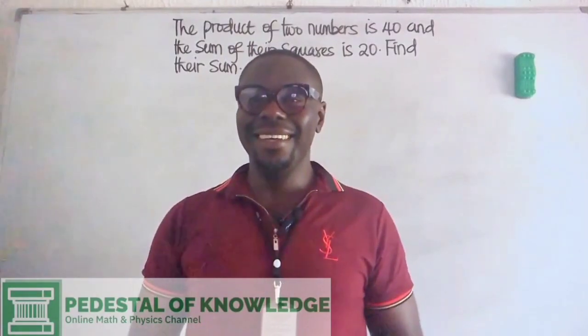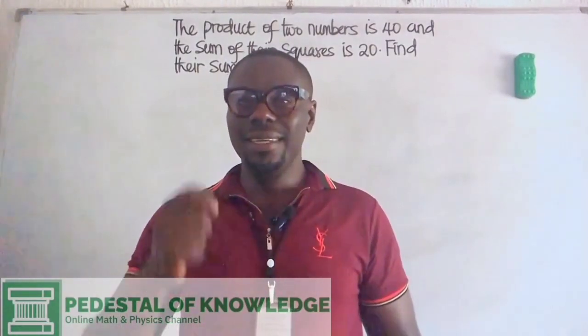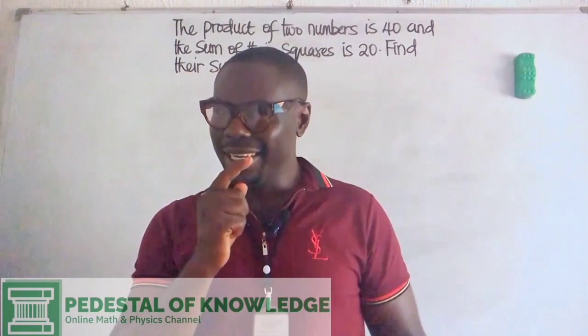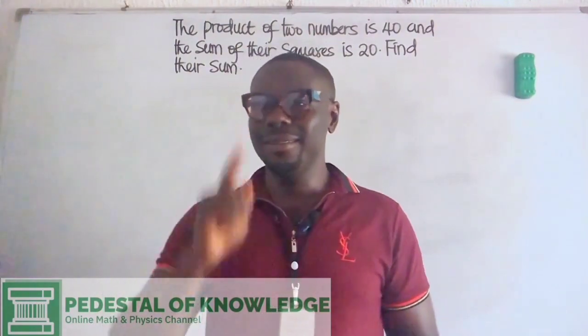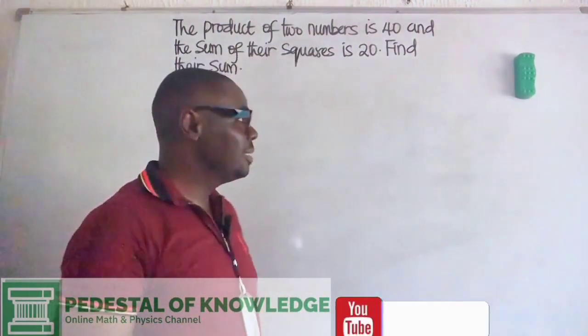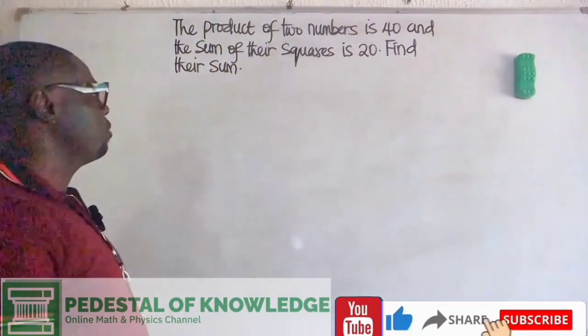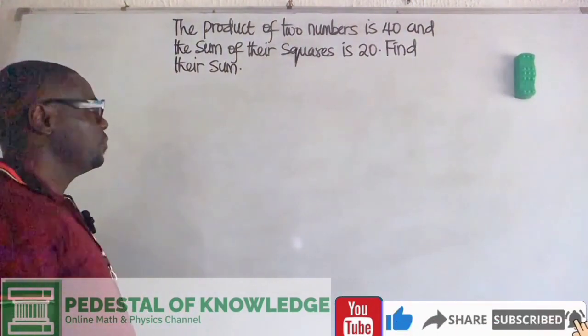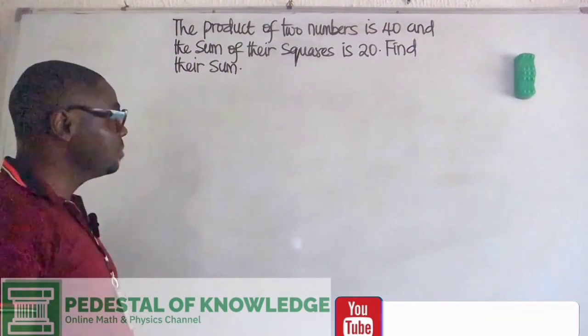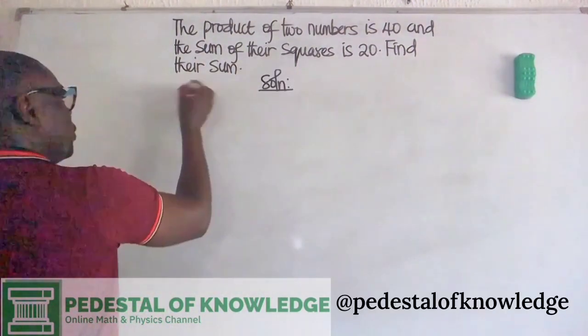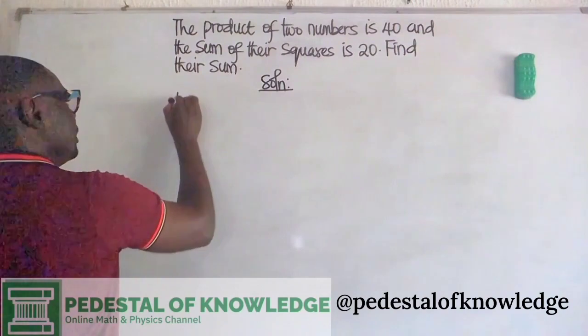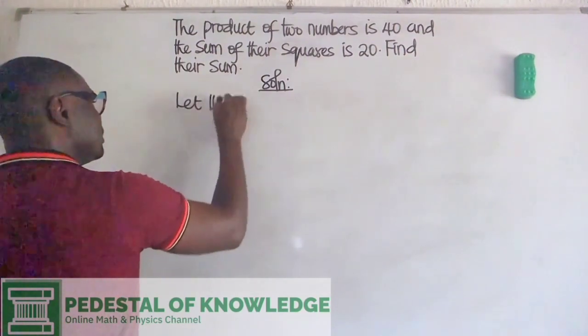Hi guys, let's see how to fix very simple but technical problems like this. It says the product of two numbers is 40 and the sum of their squares is 20. Find their sum.